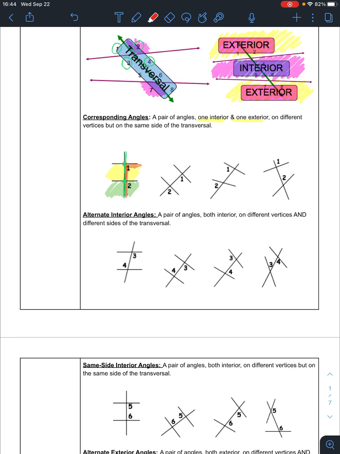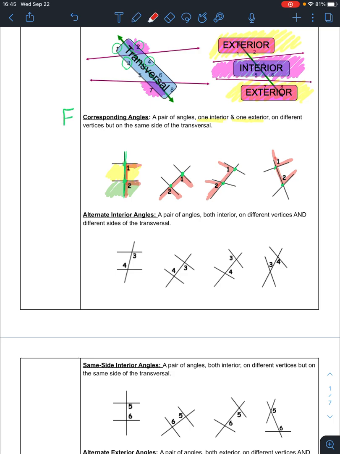angles that are corresponding form this F. We can see here 2 is exterior, 1 is interior. They're at two different vertices, and they're on the same side of the transversal. 2 is exterior, 1 is interior. They form that backwards F. Here we've got 1 is exterior and 2 is interior. Okay, so one's in, one's out. They are on different vertices, so they're not adjacent and they're not opposite of each other, and they're on the same side of the transversal. So those are corresponding, and they look like an F.